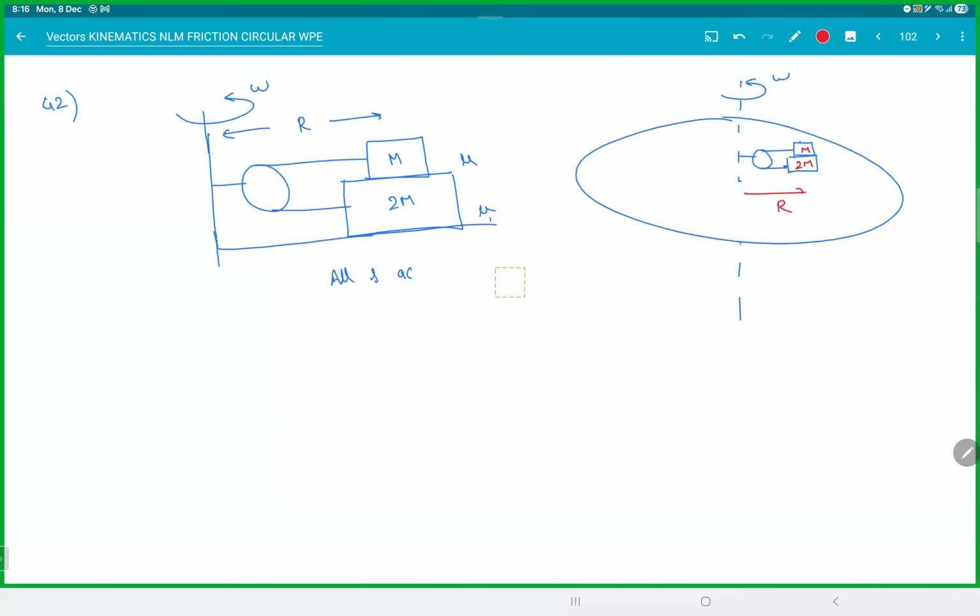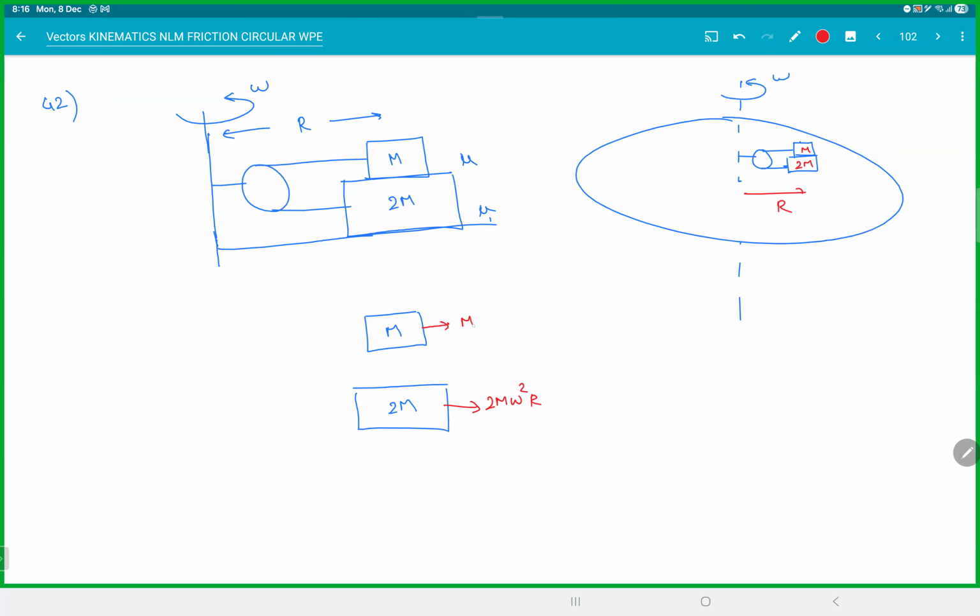Step 1, draw the free body diagram. Now, when you draw the FBD, the important thing is the direction of friction. How do you find the direction of friction? So this is how you do. Always imagine there is no friction. If there is no friction, who will actually try to move? The 2M will have a centrifugal force, 2M omega square r.